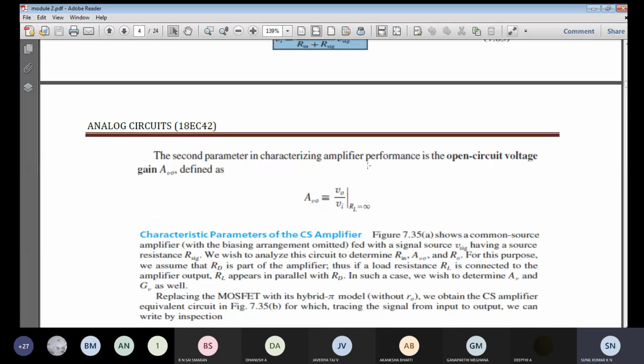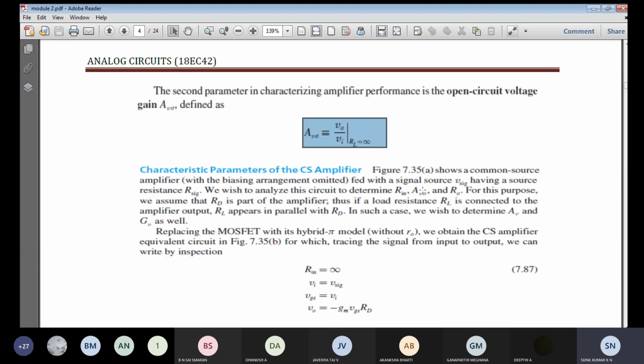Now the second parameter, which is nothing but the open circuit voltage gain. As I told, open circuit voltage gain AV0 is defined as the ratio of output voltage to input voltage when RL is disconnected. So RL is equal to infinity, or when RL is not there, an unloaded amplifier. Whenever the unloaded amplifier is there, the gain you get is nothing but the open circuit voltage gain AV0. So this is how you find the open circuit voltage gain.